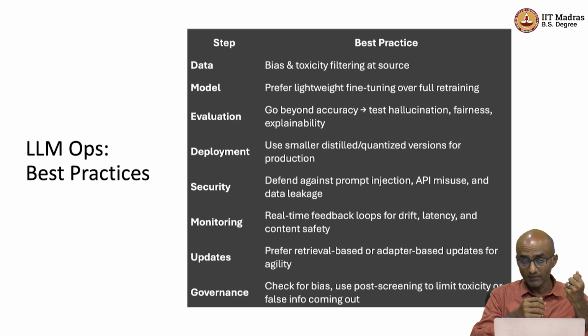Third is evaluation. You've got to go beyond standard accuracy. You've got to look for repeat executions of a harness. You've got to test for hallucinations using RAGs, preferably. You've got to use fairness and explainability metrics. It comes down to, again, what you know about the problem statement, what you know about the prompt, etc.